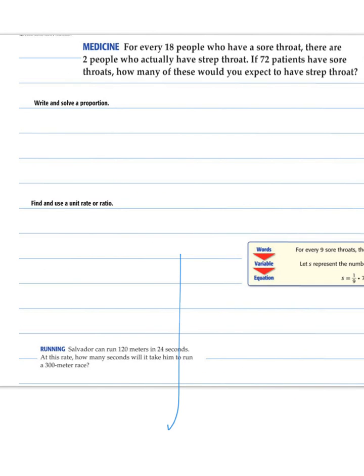All right, for every 18 people who have a sore throat, there are 2 people who actually have strep. If 72 patients have sore throats, how many of these would you expect to have strep throat? First, we need to set up a proportion. We know that there are 18 people with sore throats for every 2 people who have strep. And we have 72 people with sore throats, and we want to know how many of those would have strep based on that. Do your cross multiplication again.